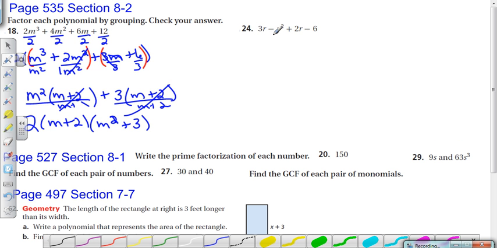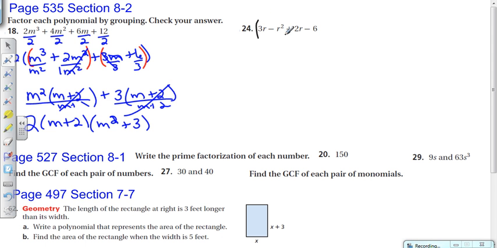Number 24. So what I notice on 24 is there's no common factors. So I can just automatically start grouping on this one. So I can group the first 2, I can group the last 2.